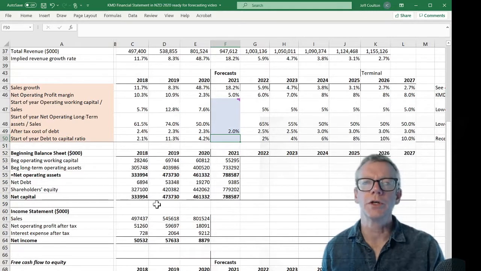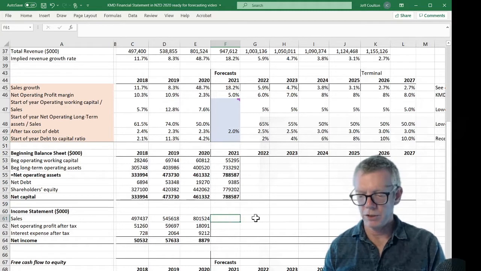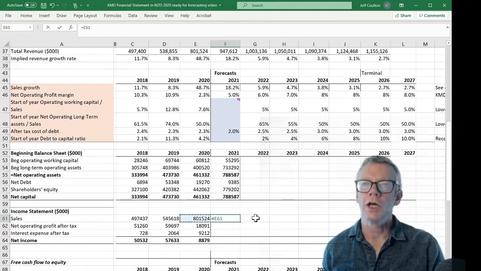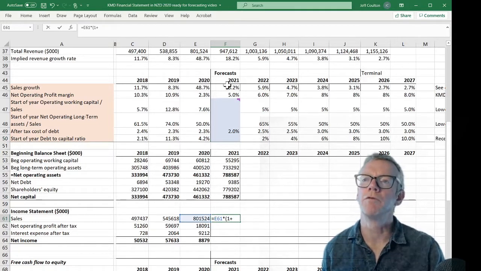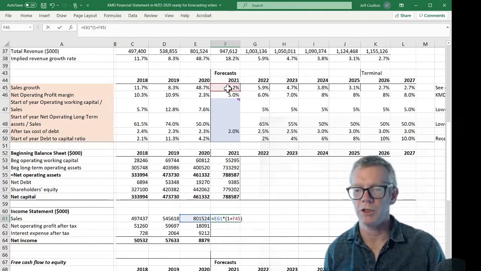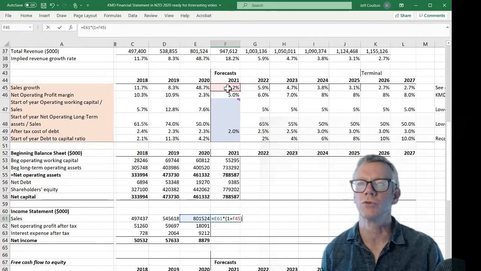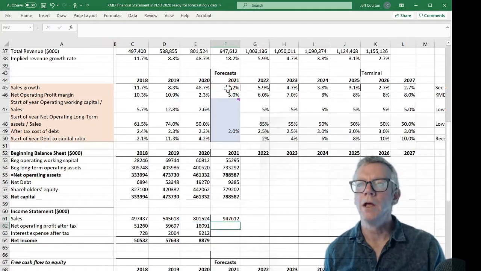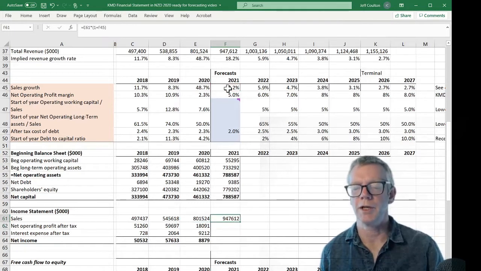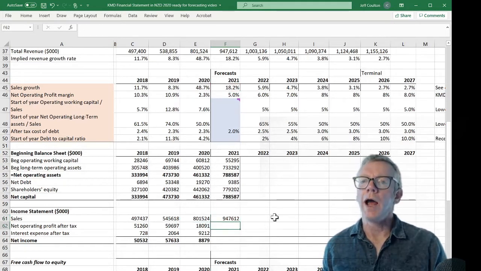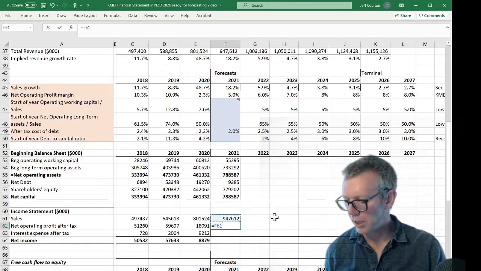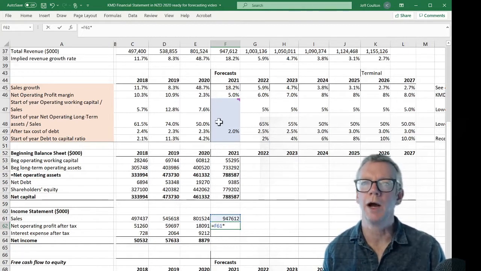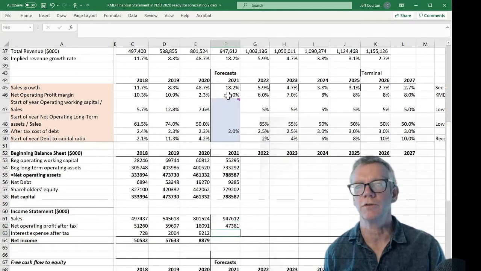Okay, so I'm going to go down to sales for 2021. Sales for 2021 is going to equal sales in 2020 multiplied by 1 plus the forecast growth rate for 2021. 947,612 is the number that we should be getting there. Our net operating profit after tax is going to be sales for the year multiplied by the profit margin that we're forecasting for the year.